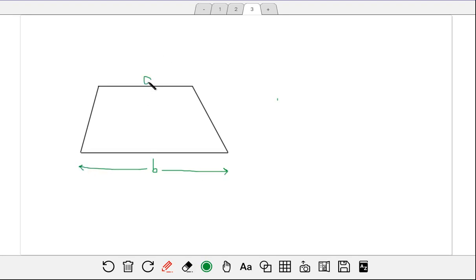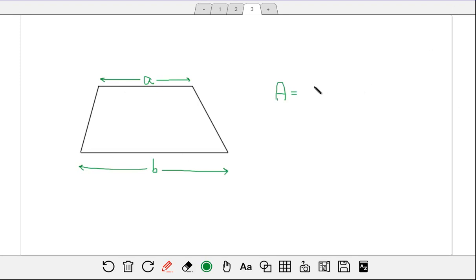Now, little a is the dimension across the top. Okay, and don't confuse that with the capital A. Capital A means area. The little a is just the length of that shorter parallel of the two parallel sides. Remember, a trapezoid has two sides that are parallel, or at least two, actually.